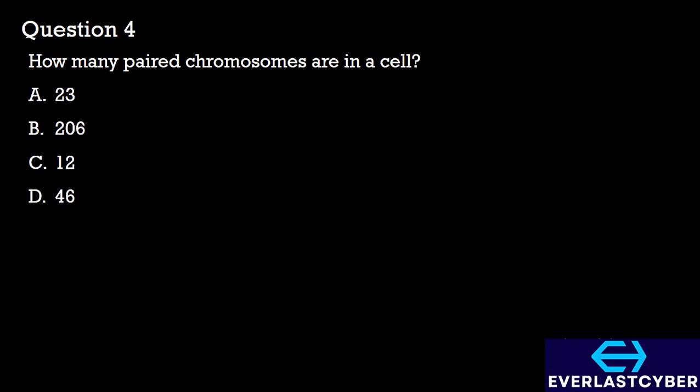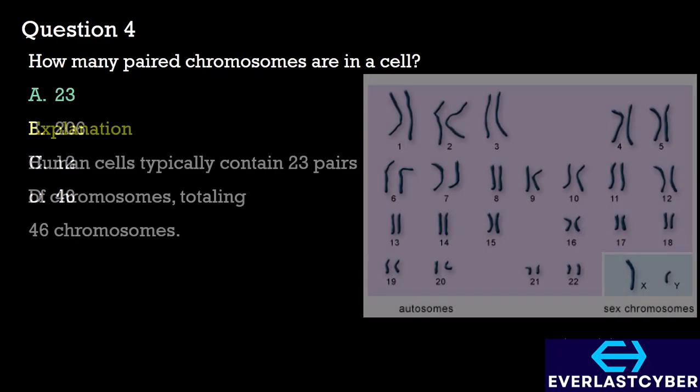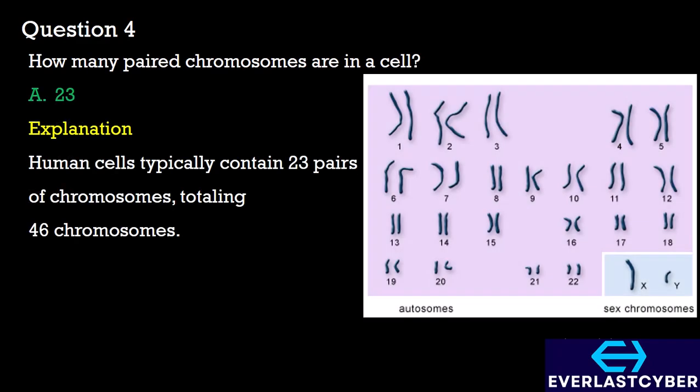Question 4. How many paired chromosomes are in a cell? A. 23. B. 206. C. 12. D. 46. The human cells contain 23 pairs of chromosomes, making it a total of 46 chromosomes. Now, each pair consists of one chromosome from each parent. This paired arrangement is crucial for maintaining genetic stability across generations because the chromosomes carry the genes that determine inherited traits. 206 is the number of bones in an adult human skeleton.